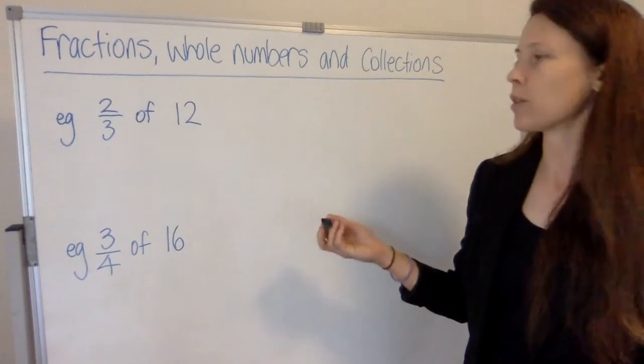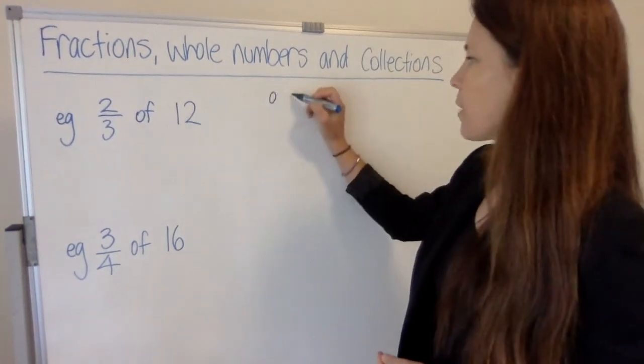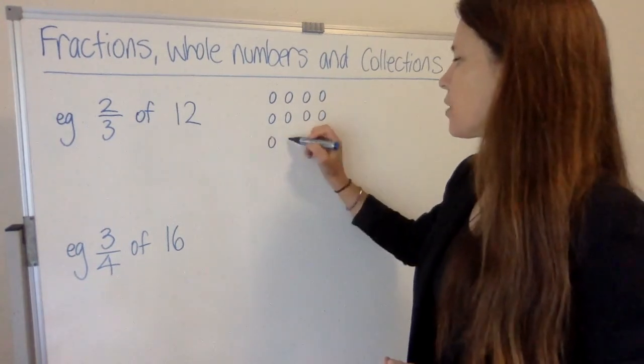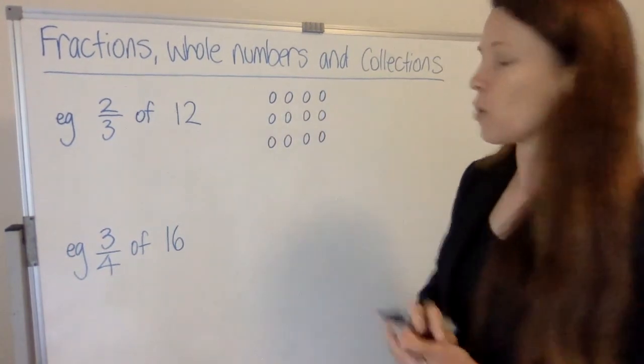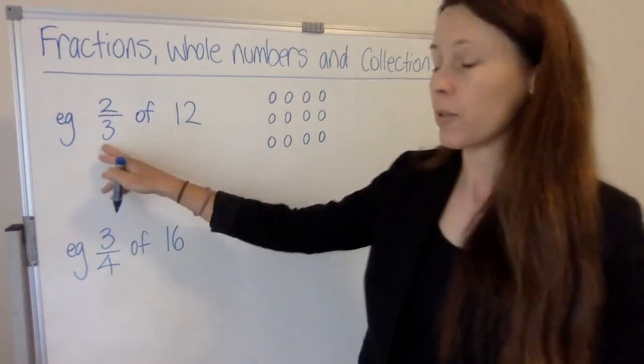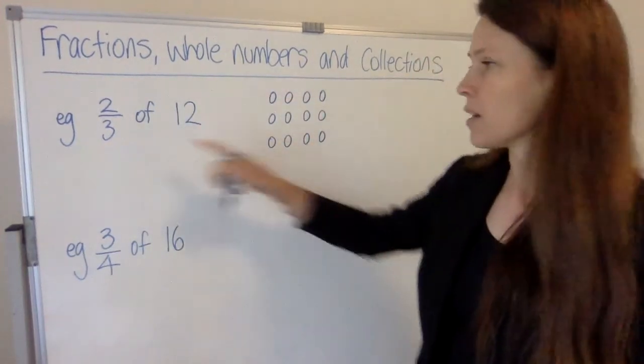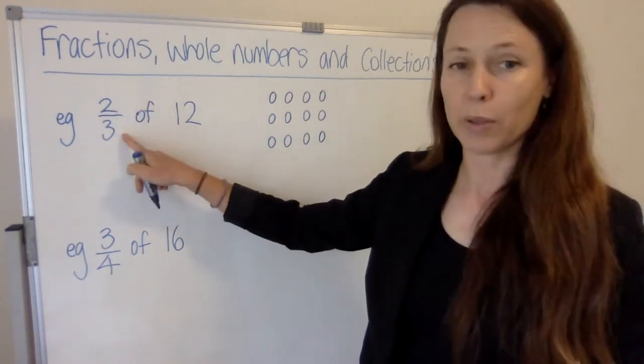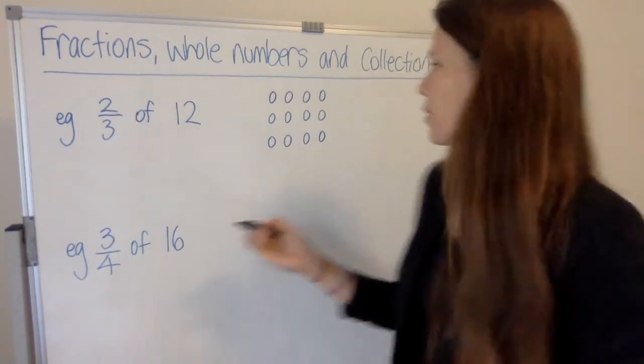Now to do 2/3 of 12, let's start with a basic picture of what 12 looks like. Now I'm going to deliberately draw it in 3 rows of 4 because I want to have 3 rows. Okay, I didn't do 2 rows of 6. This 3 tells me I'm going to divide into thirds. Okay, we've got 2/3. Let's have a look first at what 1/3 would look like.